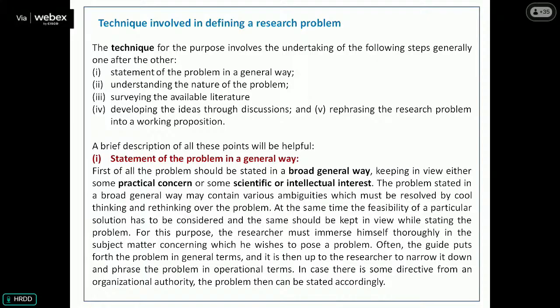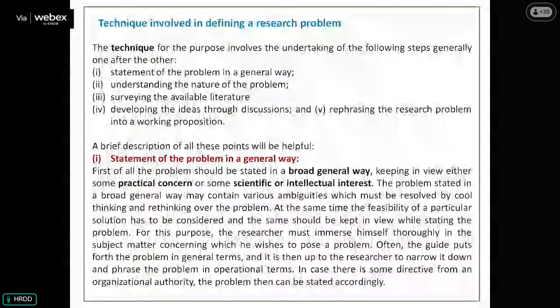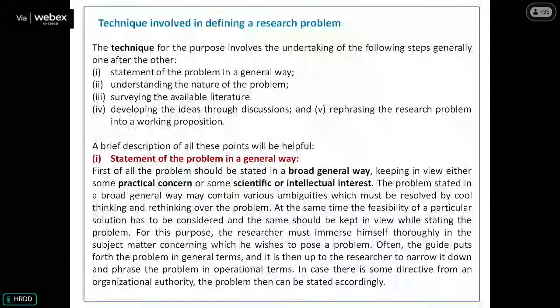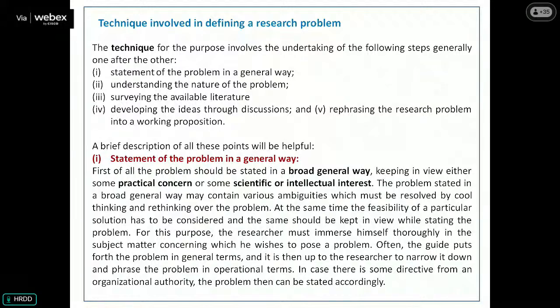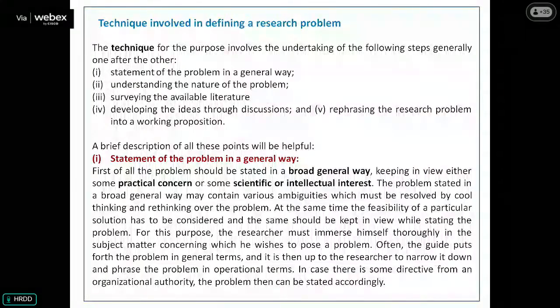Somebody who is dealing with metal nanoparticles surveyed the literature. Which fuel cells will you use? Will you use a hydrogen fuel cell, a direct methanol fuel cell, or a direct alcohol fuel cell, ethanol? So what type of fuel cell will we discuss? Definitely he or she understood the problem, surveyed the literature, and developed the ideas through discussions.